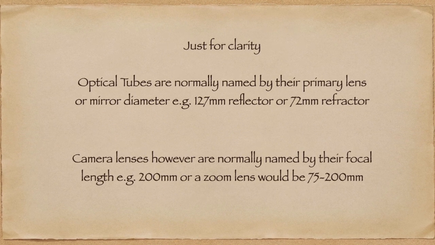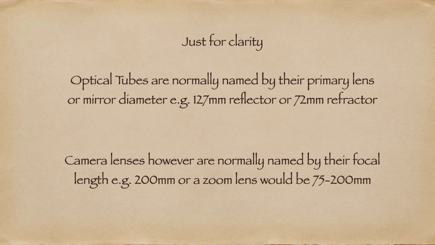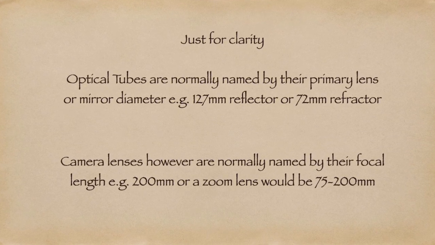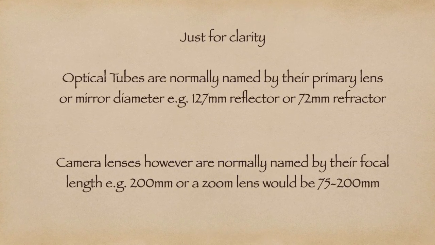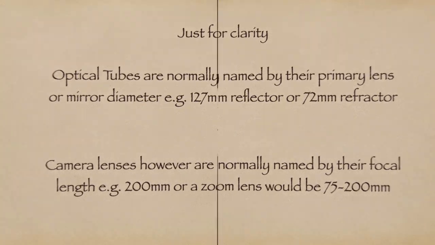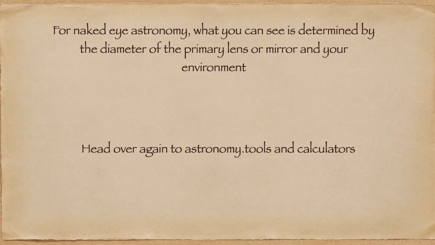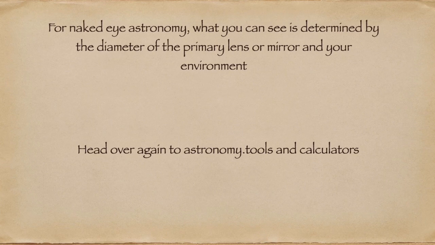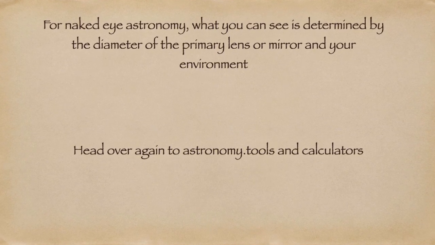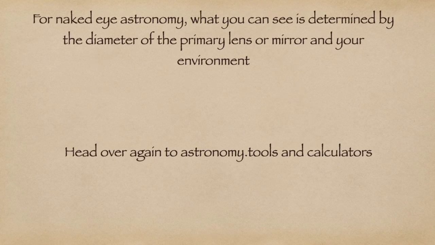Optical tubes are normally named by their primary lens or mirror diameter, such as 127 reflector or 72mm refractor. However, camera lenses are normally named by their focal length, such as a 200mm zoom. In naked eye astronomy, what you can see is determined by the diameter of the primary lens or mirror in your environment. Head over again to astronomy tools and calculators.